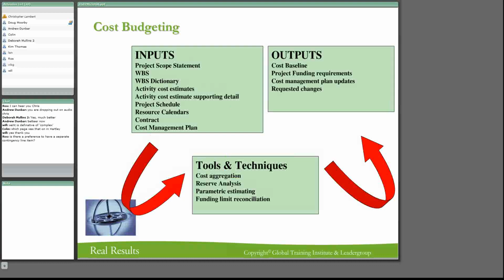Your project scope statement is going to be critical for the inputs to this. Your work breakdown structure. Your activity cost estimates. All those estimates now that you've got are required for that, all right? And then your project schedule, because the project schedule is actually going to give you your cash flow. At the moment, you shouldn't have a cash flow, all right? And then your resource calendars are also going to help you with your cash flow. And then your contracts. Your contracts are going to say, well, when am I going to pay you out? At what milestones am I going to pay you out?